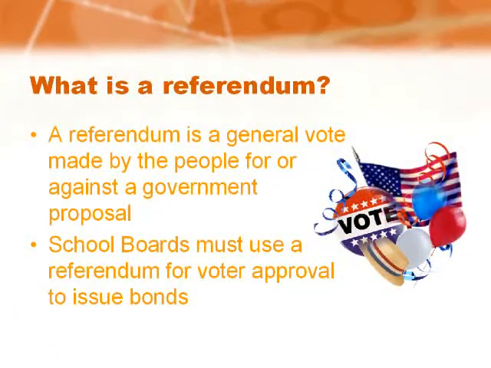Next, let's talk about what a referendum is. A referendum is a vote made by the people for or against a government proposal. In New Jersey, school boards must use a referendum for voter approval to issue bonds as well as their annual budgets. Neither the state, county, nor local governments require referendums for their budgets or bonds.